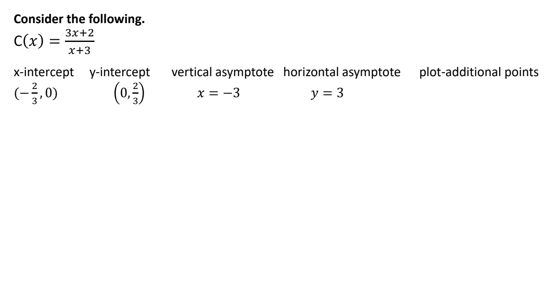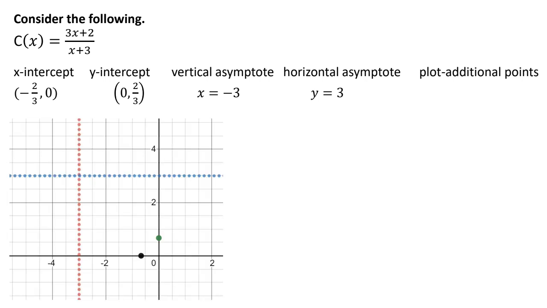All right, so this is what we have so far. We have our x-intercept, y-intercept, vertical asymptote, and horizontal asymptote, so we can start our graphing process. Let's go ahead and build what we have. The one in blue is my horizontal asymptote, the one in pink is my vertical asymptote, my green dot is my y-intercept at 2/3, and the black one is my x-intercept at -2/3.